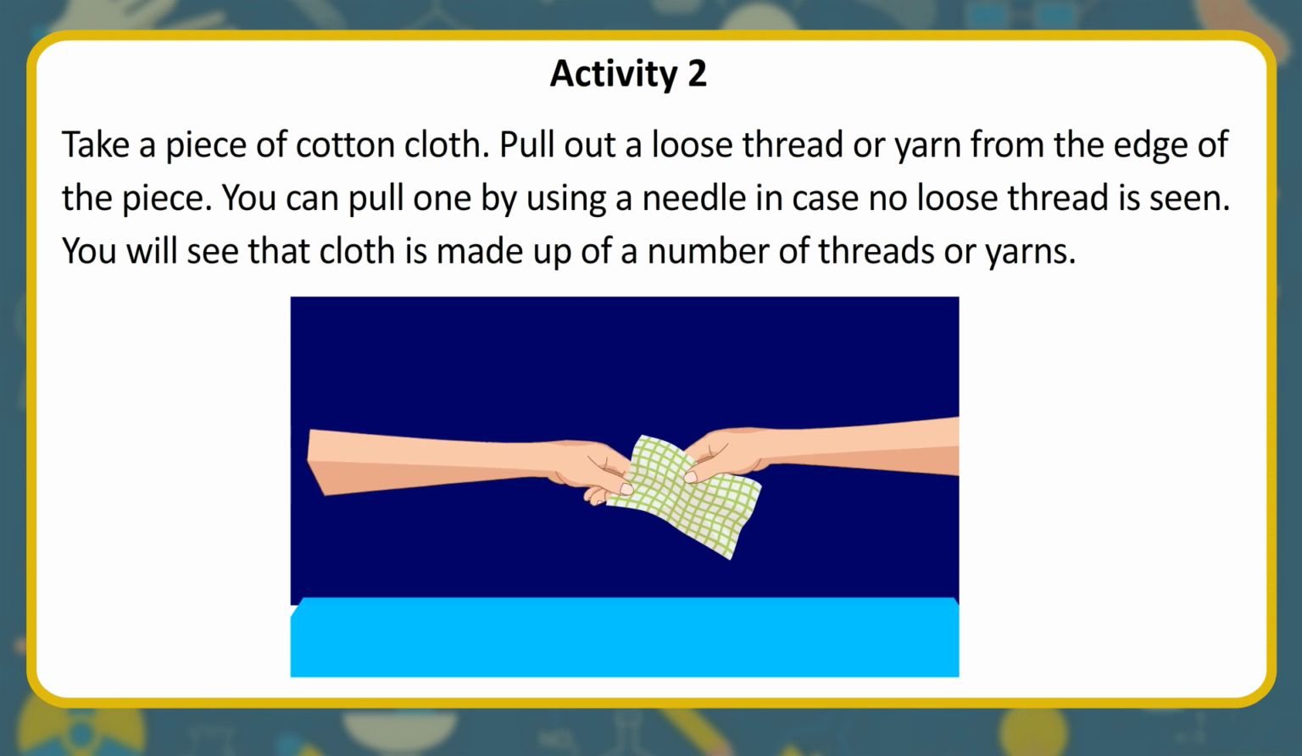Activity. Take a piece of cotton cloth. Pull out a loose thread or yarn from the edge of the piece. You can pull one by using a needle in case no loose thread is seen. You will see that cloth is made up of a number of threads or yarns.